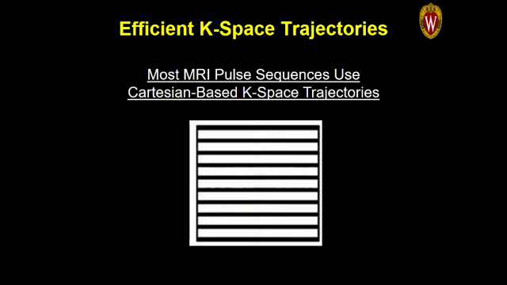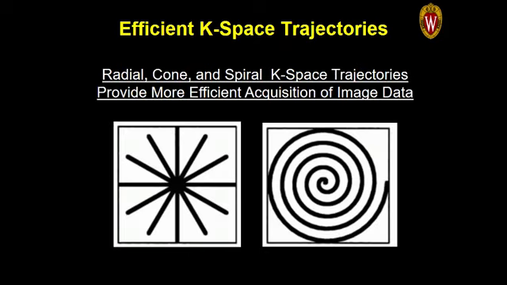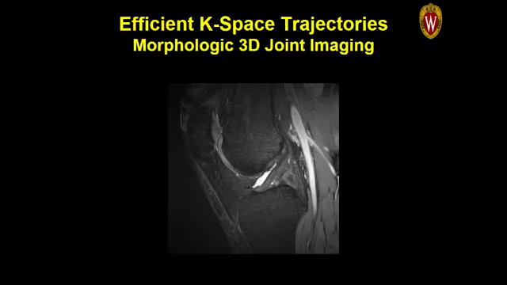I'd like to first discuss efficient K-space trajectories. Most MRI pulse sequences used to evaluate joints, both two-dimensional fast-spin echo sequences and three-dimensional sequences, use Cartesian-based K-space trajectories. Now, there are other types of methods to fill K-space, including radial, cone, and spiral K-space trajectories, which provide more efficient acquisition of image data. These efficient K-space trajectories have been used to accelerate morphologic three-dimensional joint imaging.